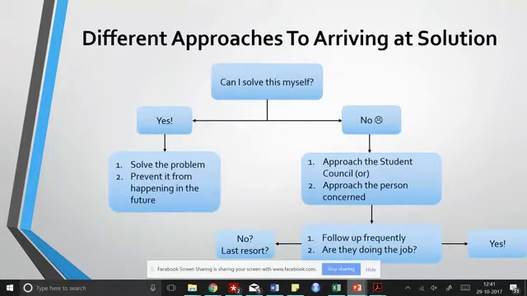So this is the easy part. You can definitely identify it easily, but how do you approach it arriving at a solution? That's the hard part. So first, think about whether you can solve this yourself. If you can, then well and good. All you have to do is just go ahead and take some action, intervene, solve the problem, and most importantly, prevent it from happening in the future.